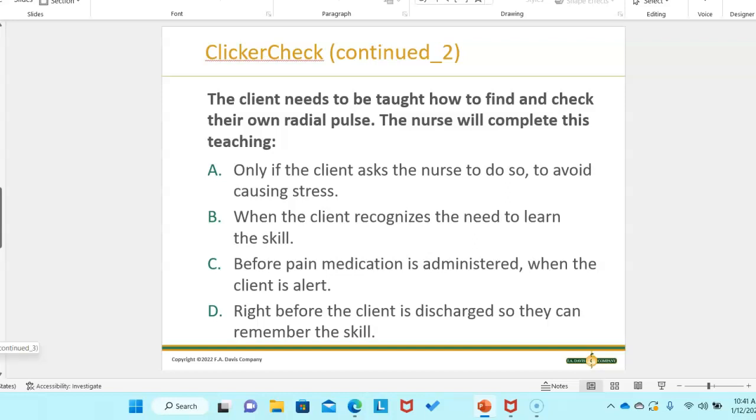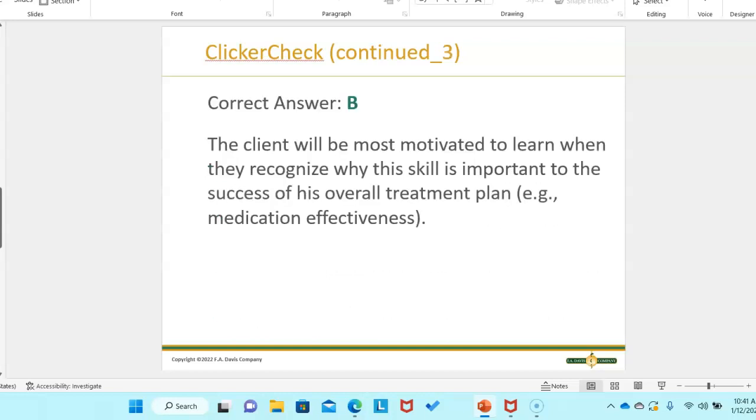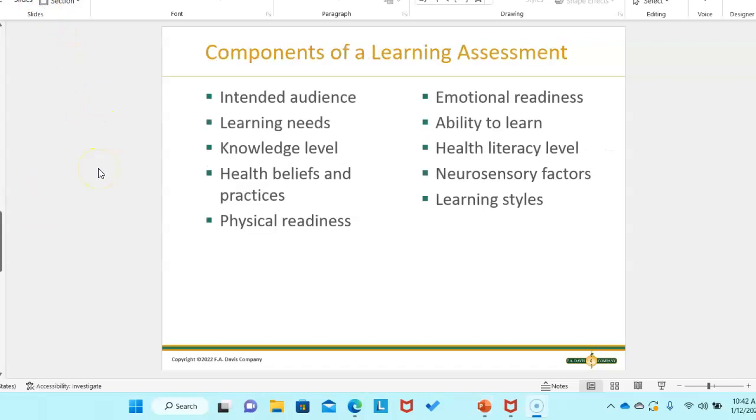I'm going to go ahead and give you a couple seconds to look over these. You can pause the video if you'd like. Okay, the correct answer is going to be B. The client will be most motivated to learn when they recognize why this skill is important to the success of his overall treatment plan. Example, medication effectiveness.